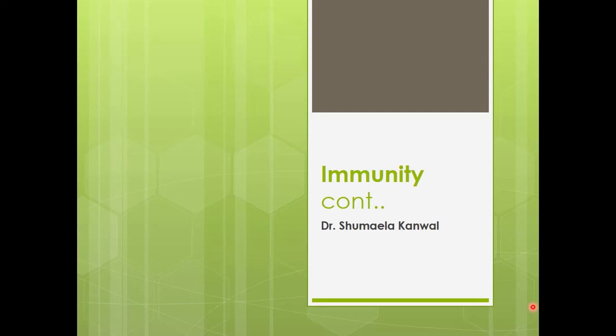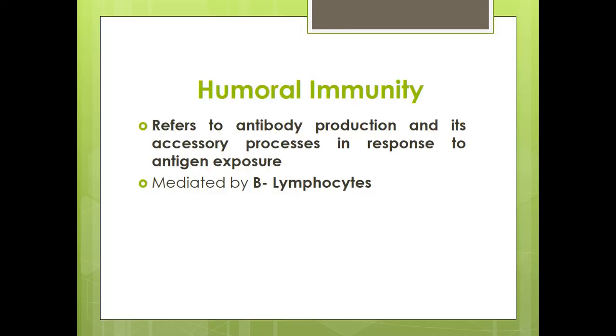In today's session, we are going to talk about the humoral immunity. From our previous discussions, we know that the acquired immunity is of two types, the humoral immunity and the cell mediated immunity. So, the objective of today's session is to talk in detail about the humoral immunity. Humoral immunity refers to the antibody production and its accessory processes in response to antigen exposure, and the humoral immunity is mediated by the B lymphocytes.